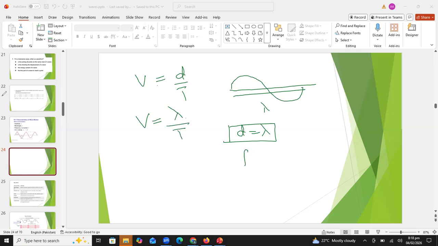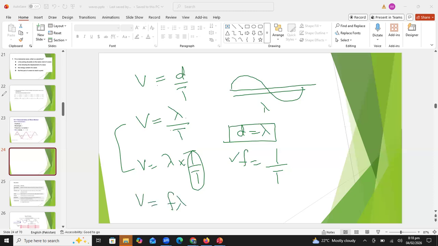And we know that the frequency is equal to 1 upon T. So now I can replace the time period with the frequency. If I rewrite this formula, how will I rewrite it, students? Velocity is equal to lambda multiplied by 1 upon T. And 1 upon T is equal to frequency. So it means that v is equal to f lambda.